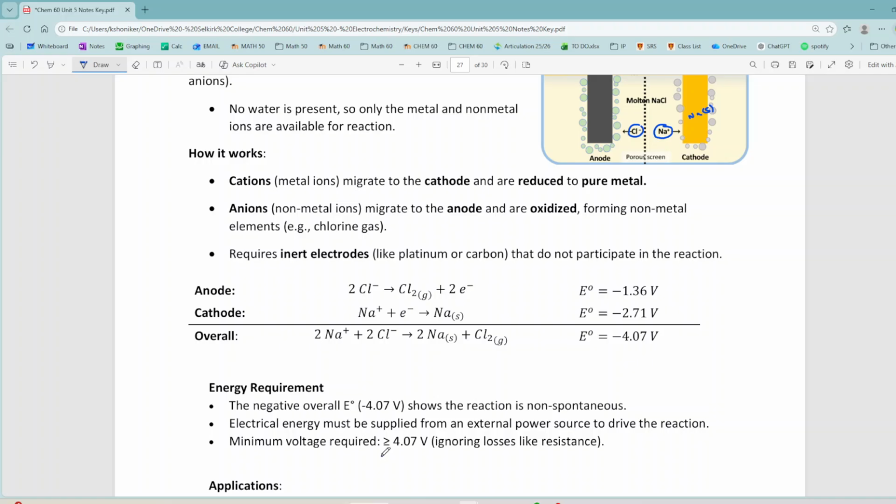And the minimum voltage is just anything over 4.07 volts, right? So we're ignoring losses like resistance. So they often have to actually provide more, but that would be kind of the bare minimum. And then why would we want to do this?